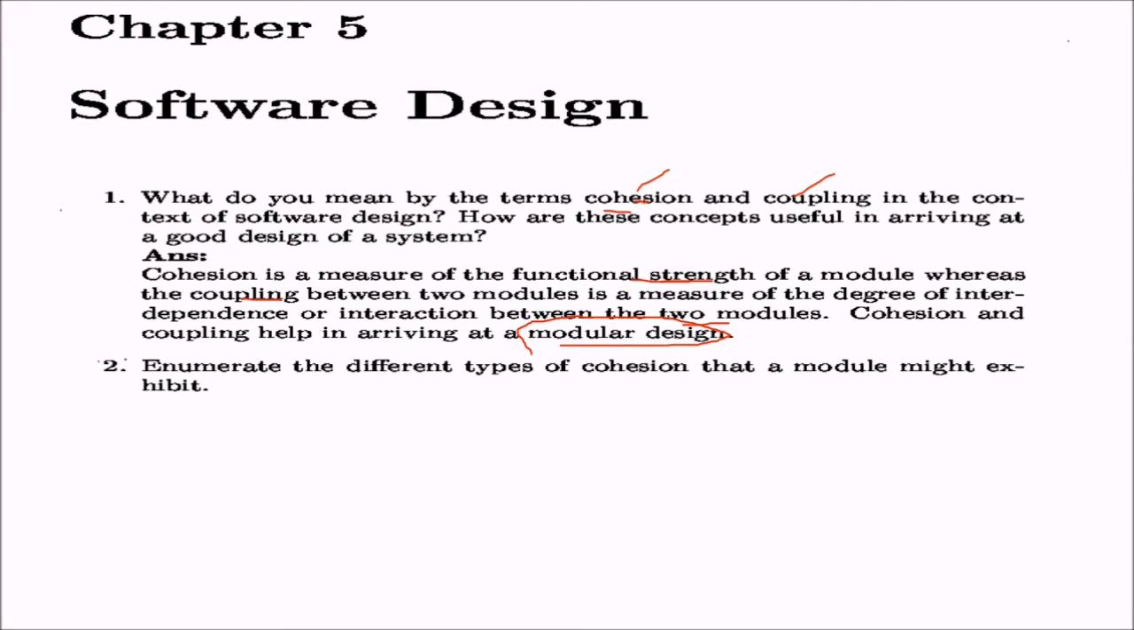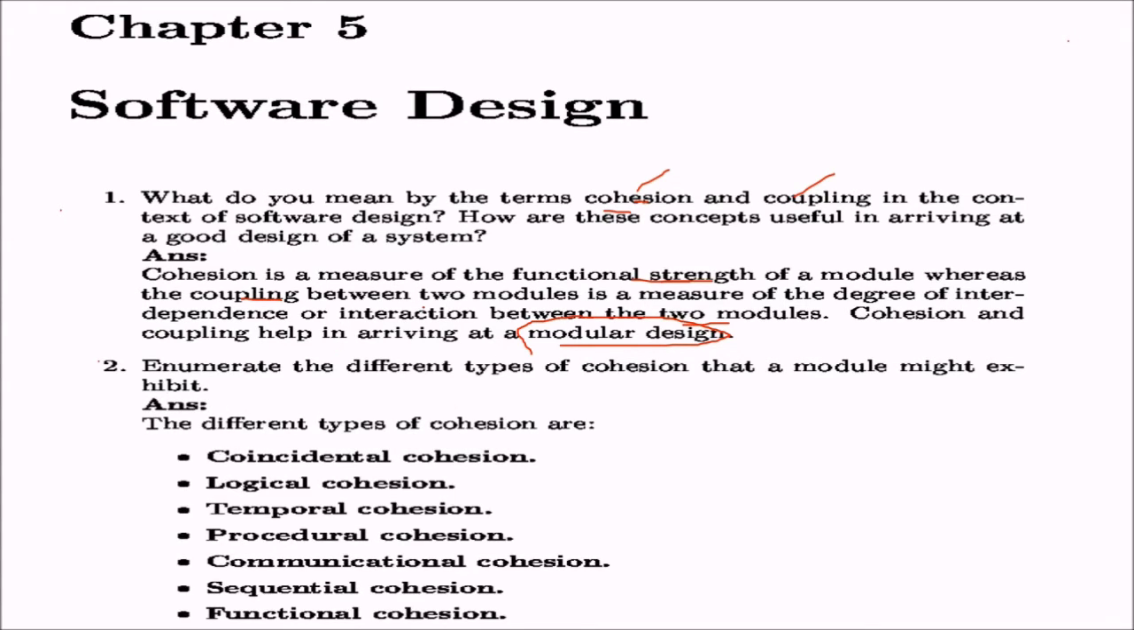Second question is, enumerate the different types of cohesion that a module might exhibit. So there are various types of cohesion. We have coincidental cohesion, logical cohesion, temporal cohesion, procedural cohesion, communicational cohesion, sequential cohesion, and functional cohesion.